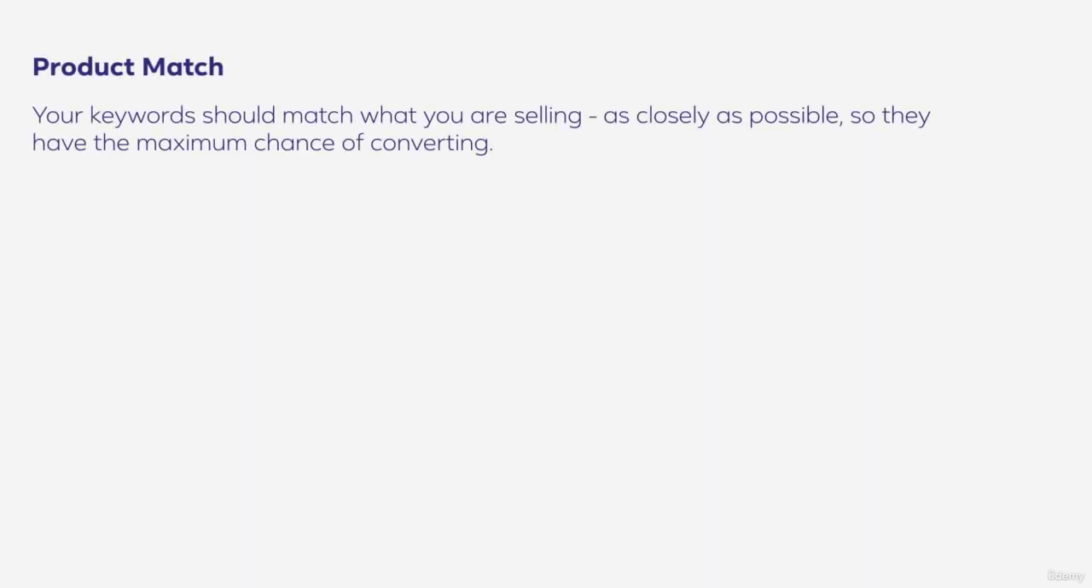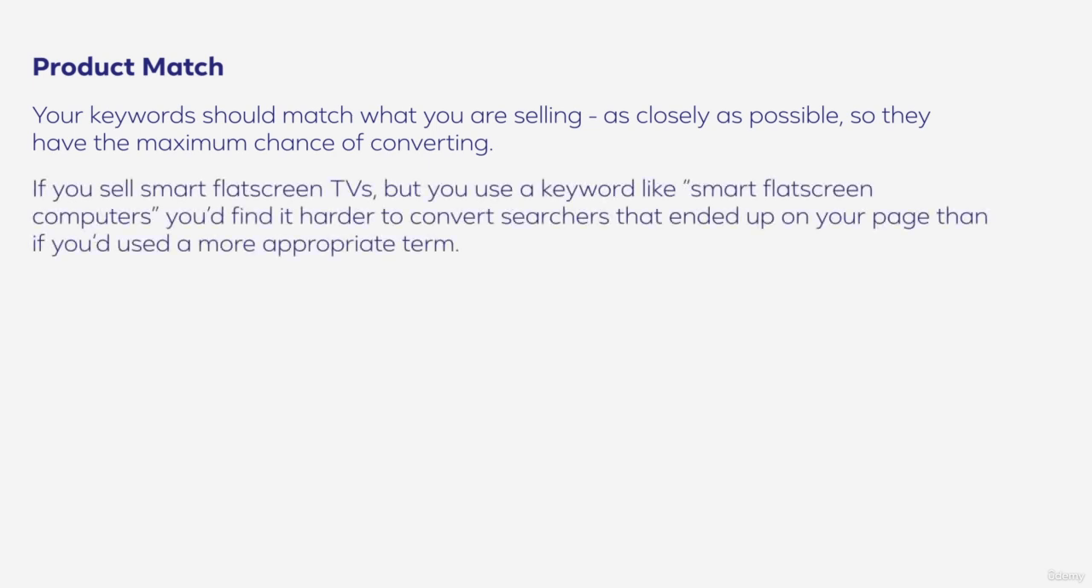Product match. Your keywords should match what you're selling as closely as possible, so they have the maximum chance of converting. If you sell smart flat-screen TVs, but you use a keyword like smart flat-screen computers, you'll find it harder to convert searches that end up on your page than if you'd used a more appropriate term.